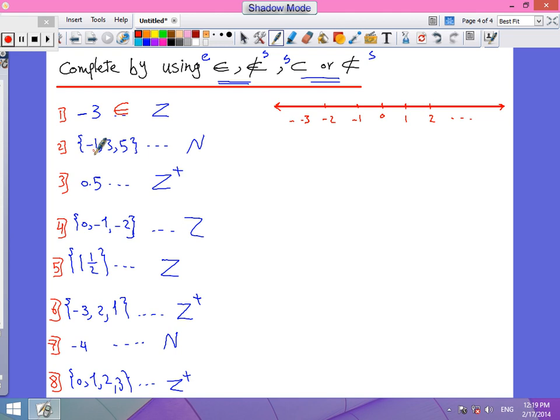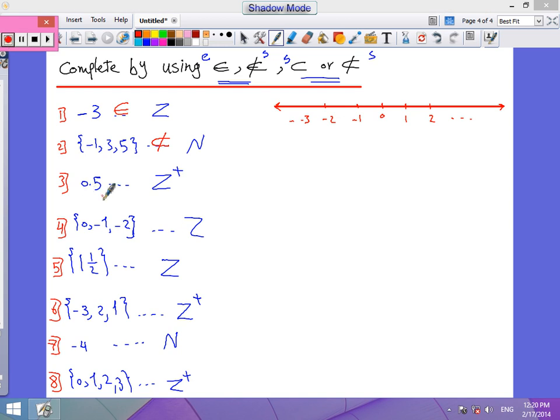Okay, number 2, negative 1, 3, 5, and the set of natural numbers. We know that the set of natural numbers consists of 0 and 1, 2, 3, and so on. The 0 and the positive numbers. But here we have a negative number. Negative 1 doesn't belong to N. Then the result will be not subset.